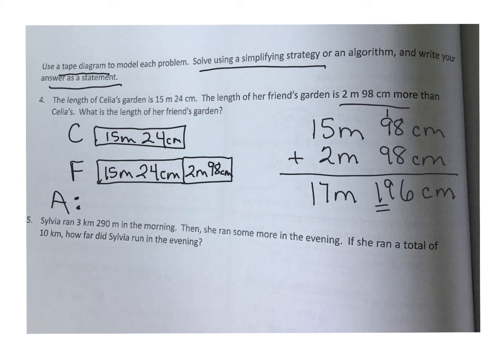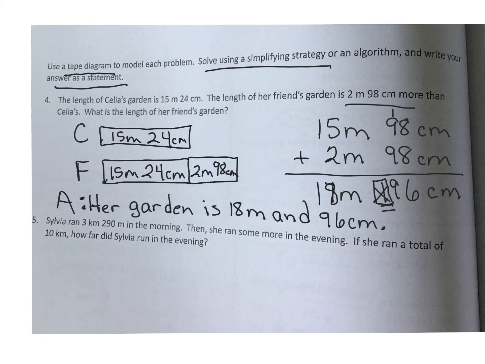But remember that 100 centimeters is equal to 1 meter. So I'm just going to change this to an 8. So now we have 18 meters and 96 centimeters. So I want to write that as an answer statement. Okay, so I'm going to say her garden. So I can say that her friend's garden is 18 meters and 96 centimeters.